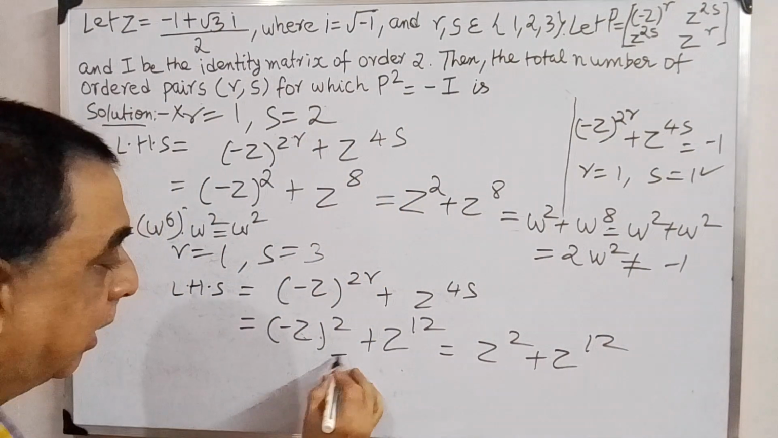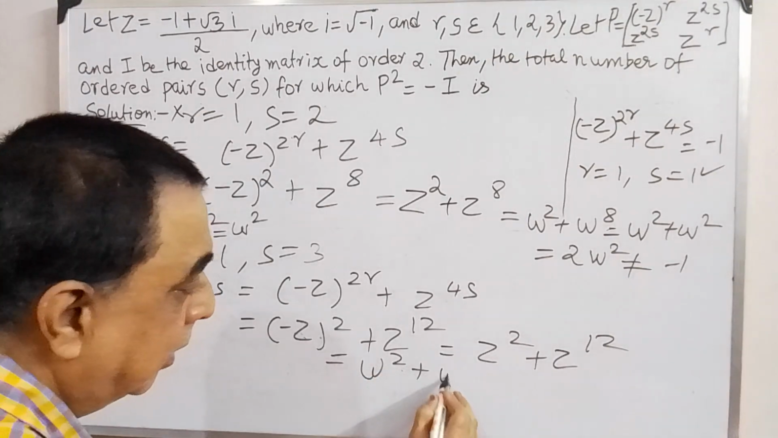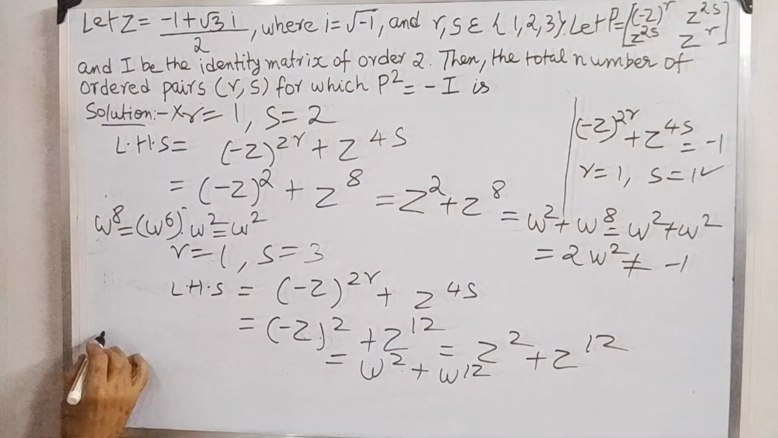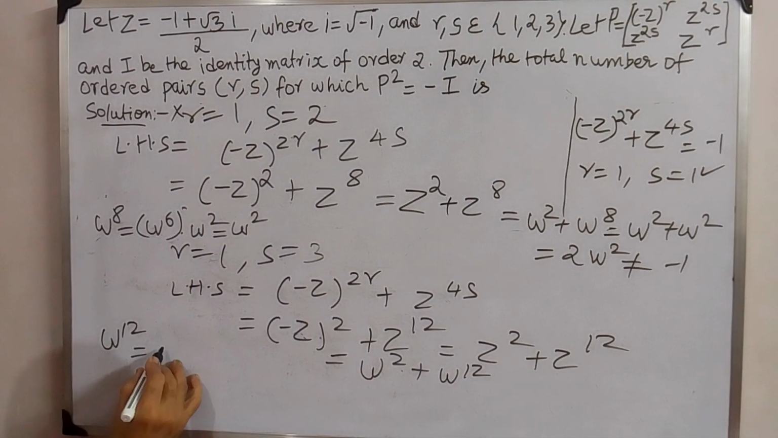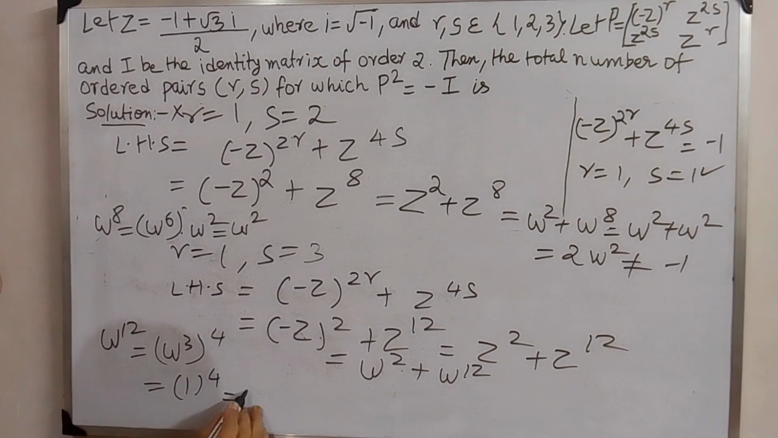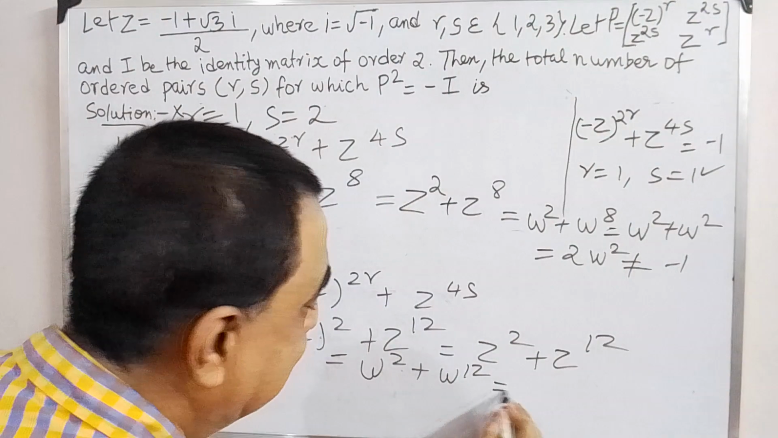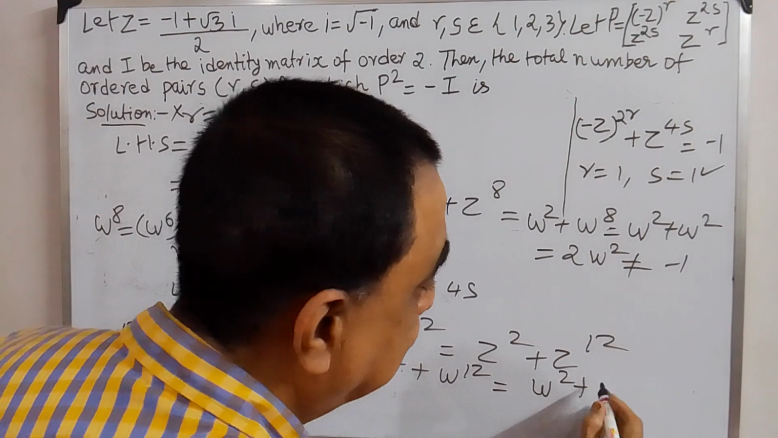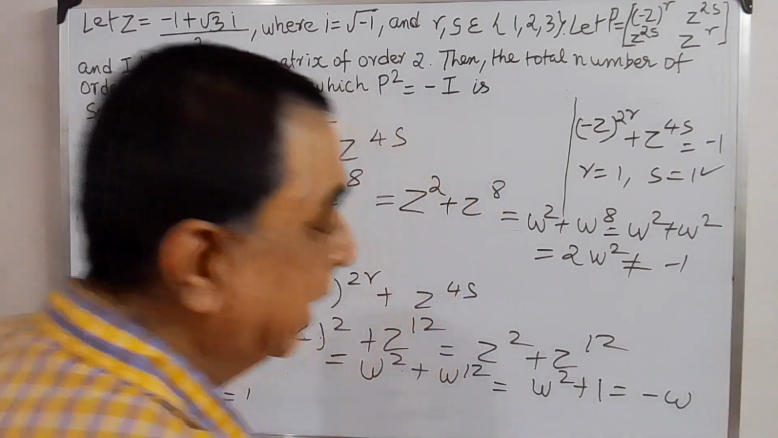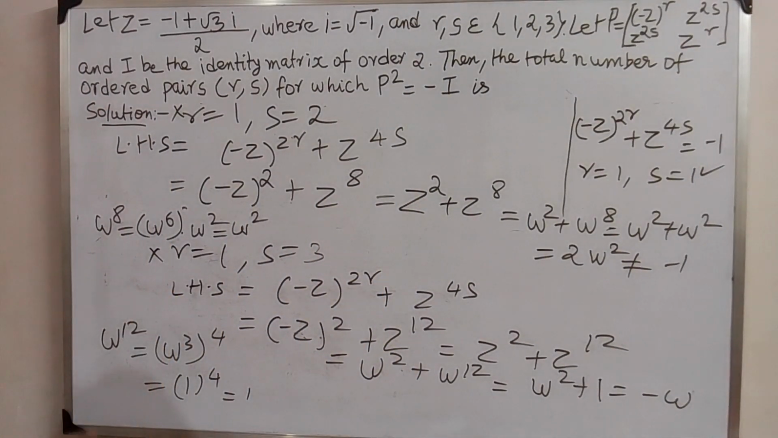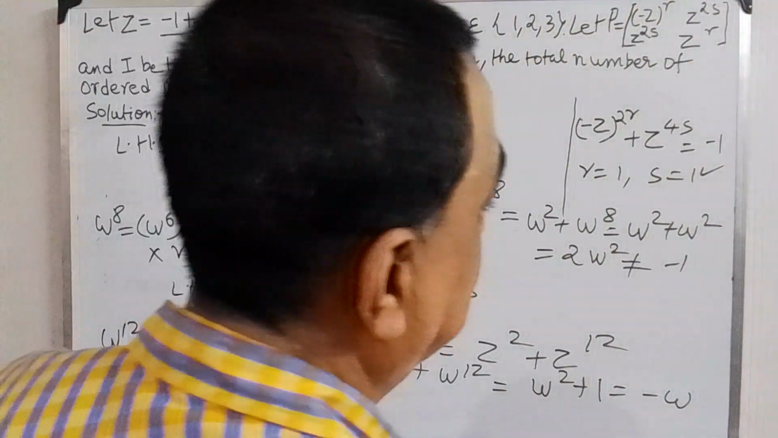And z is omega. So omega squared plus omega to the power 12. Omega to the power 12 means omega to the power 3 whole to the power 4, and omega to the power 3 is 1, so 1 to the power 4 is 1. So we are getting omega squared plus 1, which is equal to minus omega, and it is not equal to minus 1. So this is also not possible. So r equals 1 and s equals 3 is not possible.